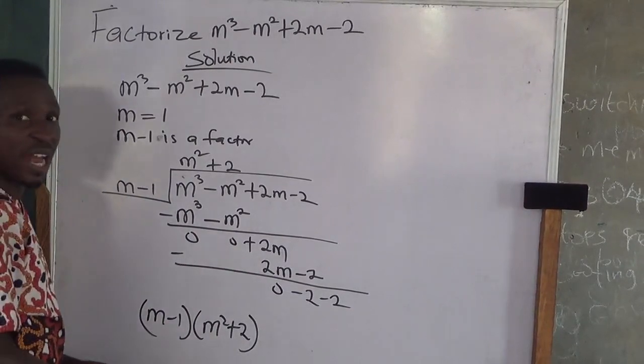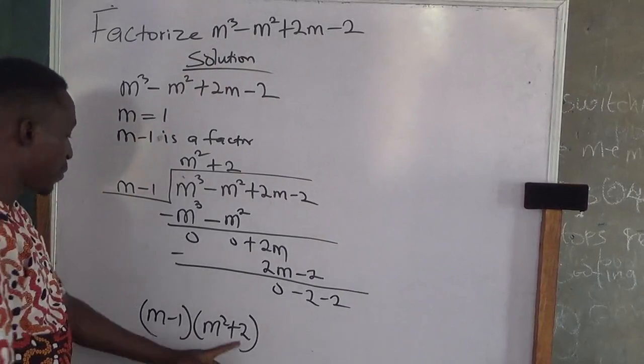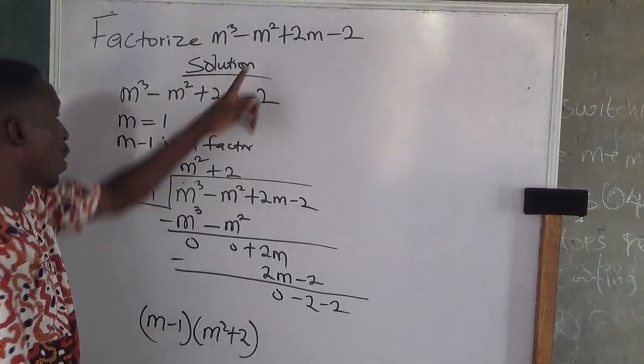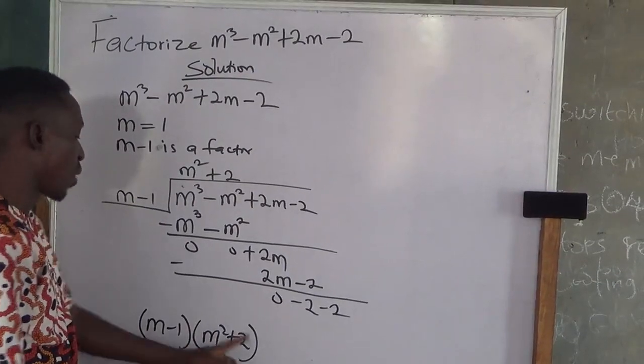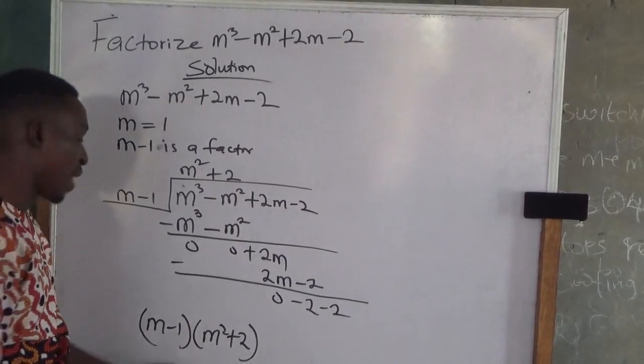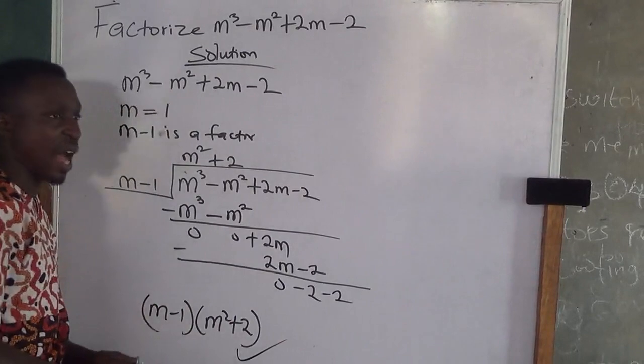If you try to see whether your answer is correct, m times m squared will give you m cubed, m times 2 will give you 2m, minus 1 times m squared will give you minus m squared, minus 1 times plus 2 will give you minus 2. That is the proof that your answer is correct. So this is the correct answer.